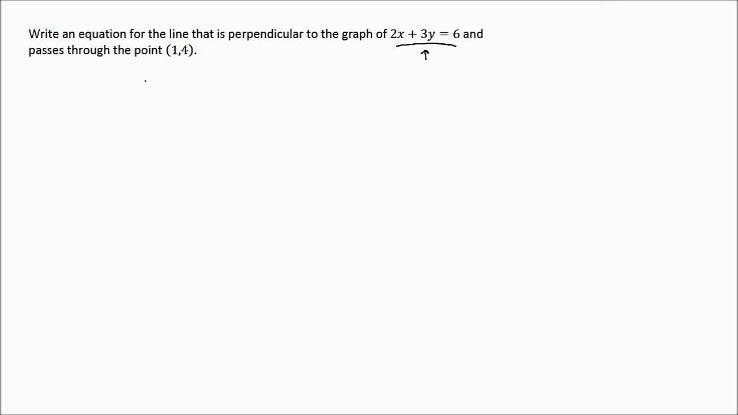So the first thing I'm going to do is start solving for y. I'll subtract 2x from both sides, so 3y is equal to negative 2x plus 6, and then I'll divide both sides by 3. That implies we'll get y equals negative 2/3 x plus 2. So I see the slope of this line is negative 2/3.